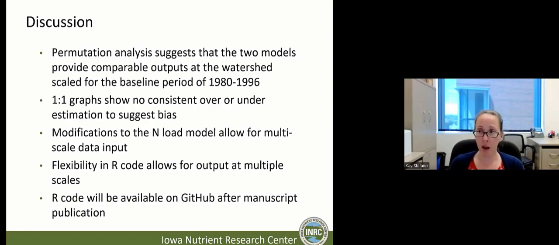And right now, the R code isn't available, but we are going to be making it available on GitHub after we get a manuscript published on this work. It'll be available on GitHub along with the templates for the Excel data sheets that you'll need to import into R to run the code. We'll also make this available on request if you're not able to get it through GitHub.